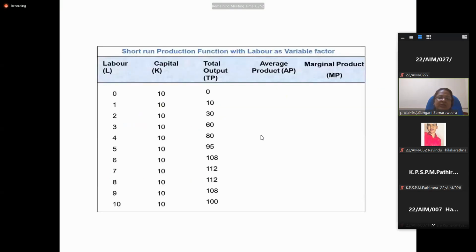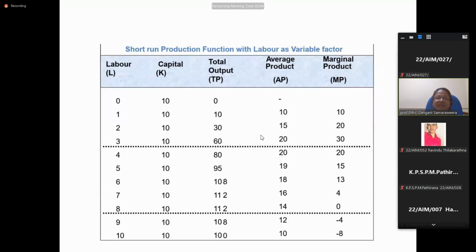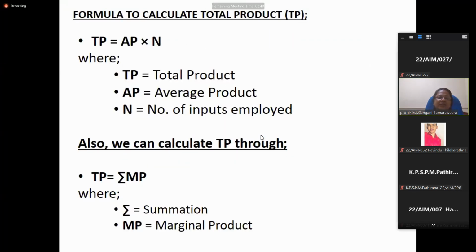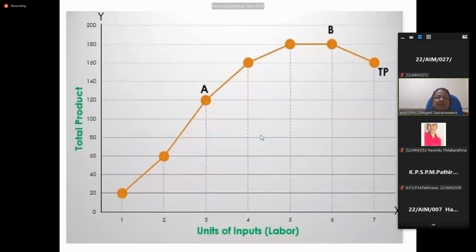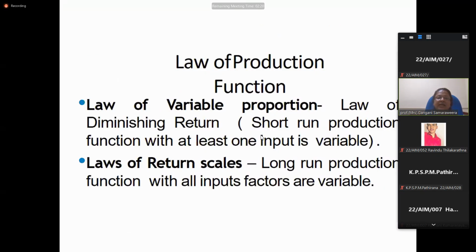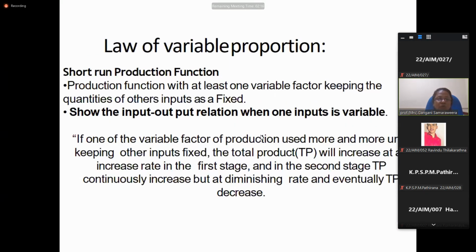Okay. So then we calculated everything. You just saw how to calculate average product and marginal product, and we drew diagrams. Then we know how, if average product is given, to calculate total product, and when marginal product is given, how to calculate total product. Then how to draw the diagram when you are given the inputs and total product levels, then draw marginal product and average product levels. And now you know the law of variable proportion.